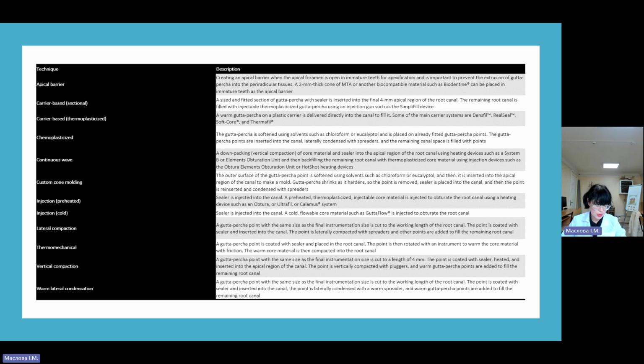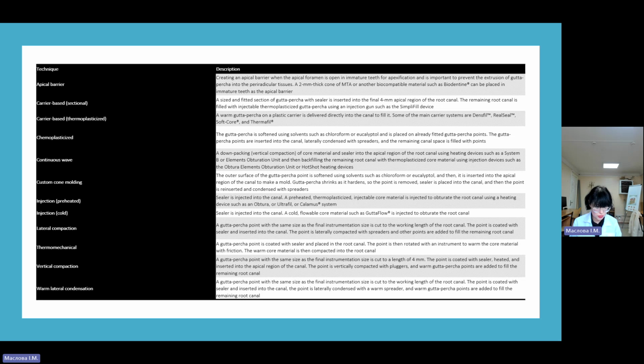Their proportions vary from brand to brand, so there are considerable variations in stiffness, brittleness, and tensile strength. To facilitate use, gutta-percha cones are available in different sizes and tapers.